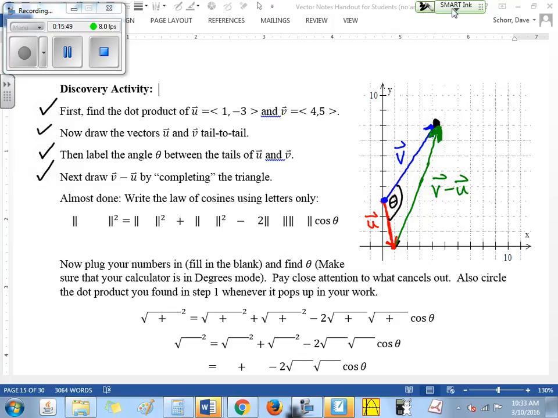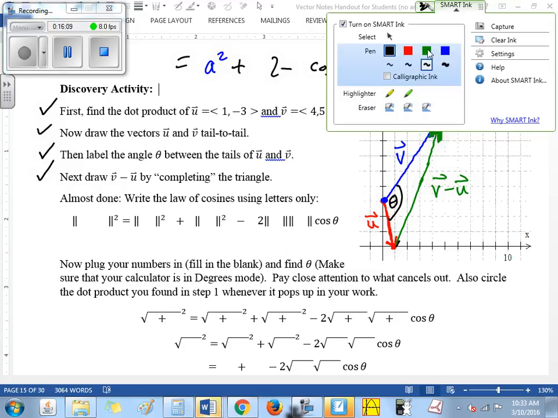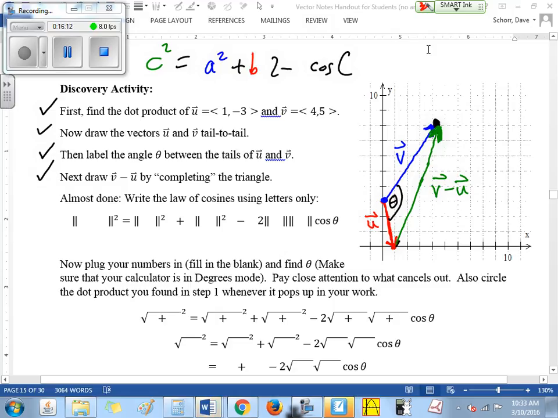Let's write out the law of cosines. I'll write it first using just the old method you remember. Remember, this was c squared equals a squared plus b squared minus 2ab cosine c. Does this look familiar? It's just the good old law of cosines. I've color-coded it so it matches our triangle.